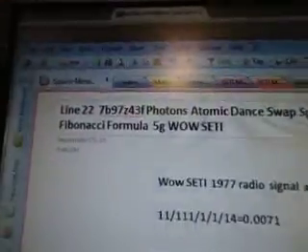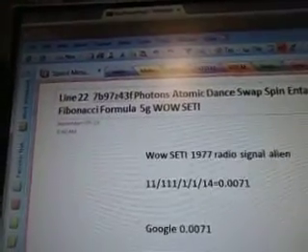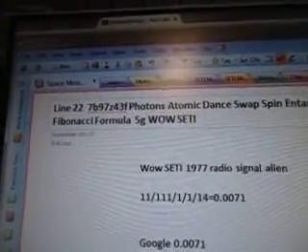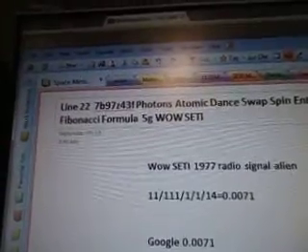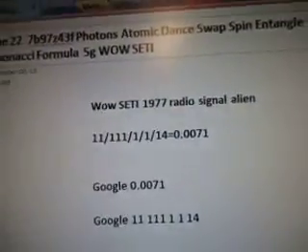7b97z43f, line 22. Photons, atomic dance, swap, spin, entangle, Fibonacci formula, 5G Wow Seti. This is video F, so you want to start with video A. Every one of them has a formula in them, okay?